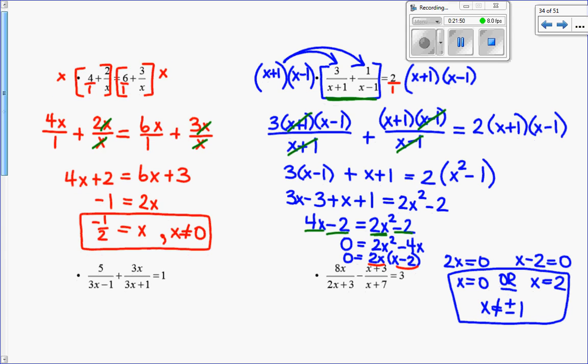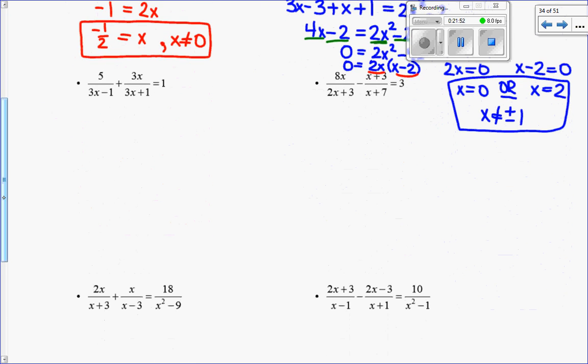Right, moving right along here. Next question is denominator of 3x minus 1 and a denominator of 3x plus 1. And of course on this side, this 1 is really over a denominator of 1. Okay, so obviously my common denominator is going to be 3x minus 1 and 3x plus 1. So I'm multiplying both sides by that. I'm going to remember to multiply this whole thing by that. 3x minus 1 times 3x plus 1.